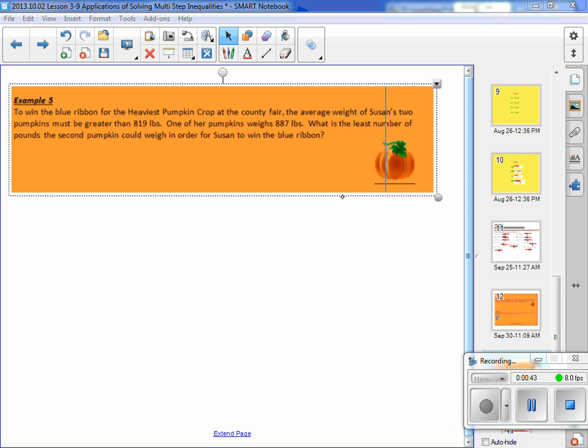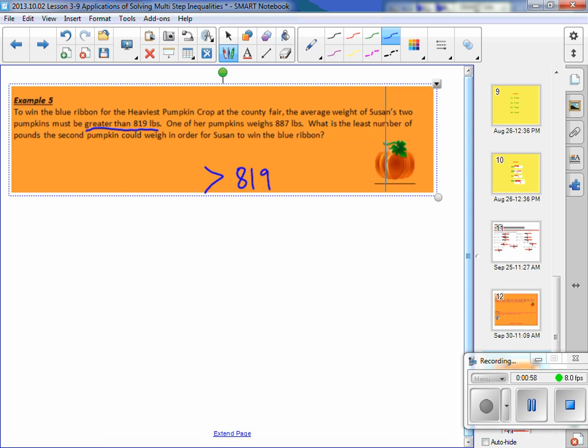All right, so does anybody see any keywords here to tell us about the inequality? Greater than. So the pumpkins have to be greater than 819, you're saying? The average has to be greater than 819, not the weight of one pumpkin. But I see what you're thinking there. So one pumpkin weighs 887. We don't know what the other one's going to weigh, but I know that the average has to be greater than 819. So how could I write the other side of the inequality here?